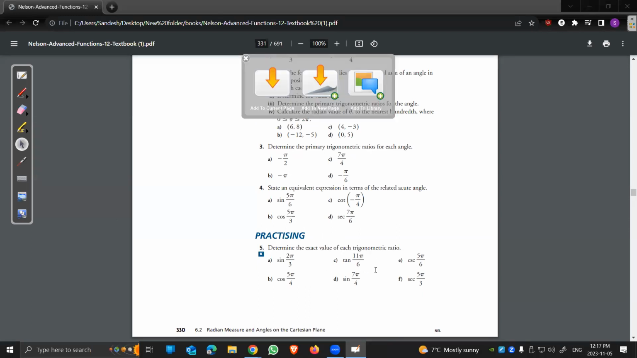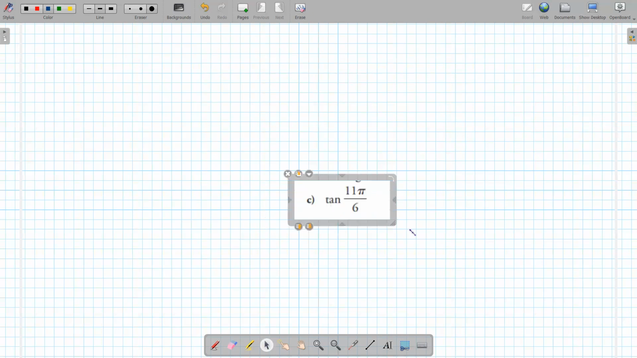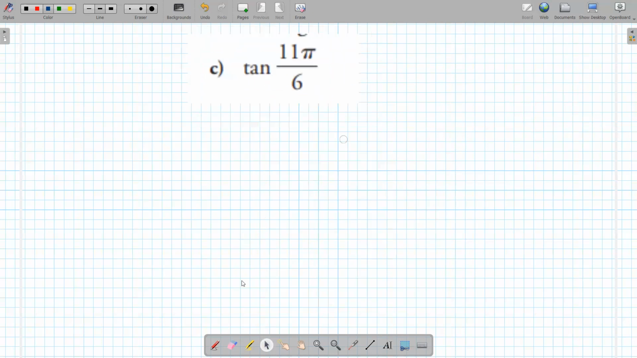They're all very similar. If you know how to do one of them, you can do all of these guys. 11 pi over 6. Which quadrant are we looking at? Is it more than 1.5 or less than 1.5? More than, right? Is it less than 2? Yes, it is. So you're looking at quadrant 4.